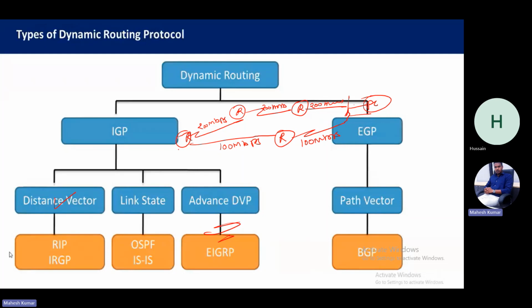So which is the best path to reach the destination? Obviously the 200 mbps is the best path. Yes, if you talk about speed wise, 200 mbps is faster than 100 mbps, correct?